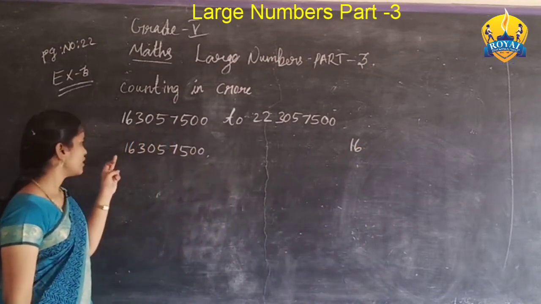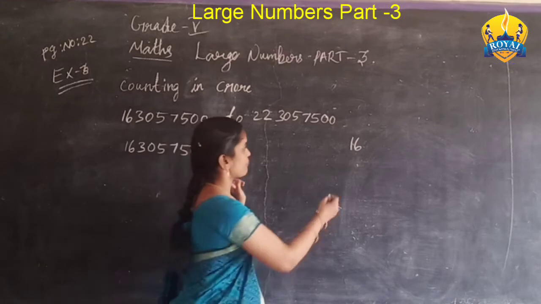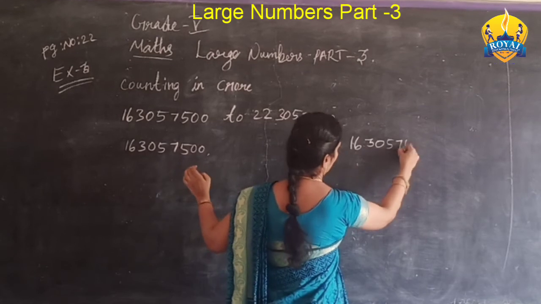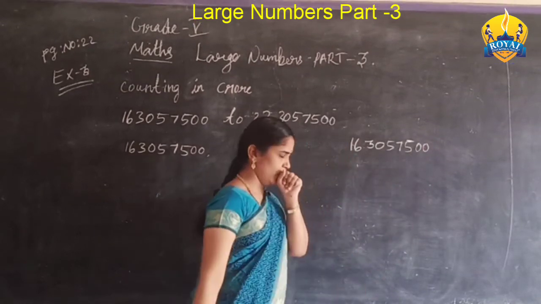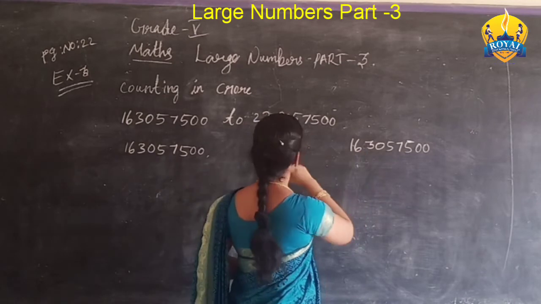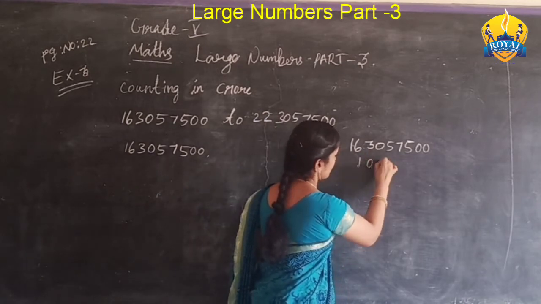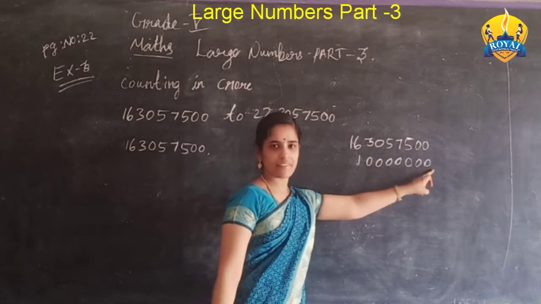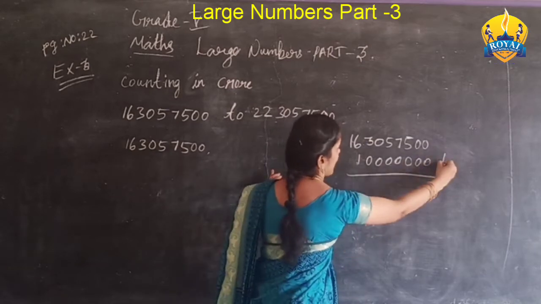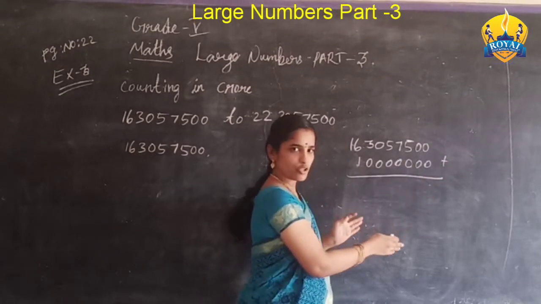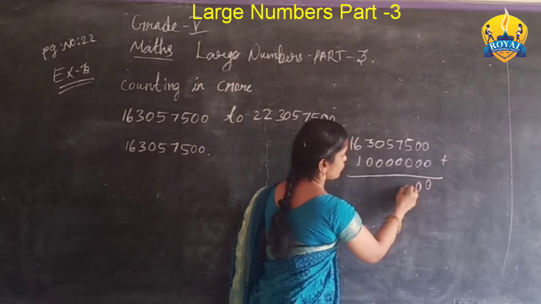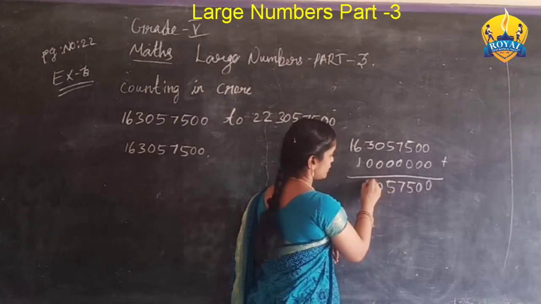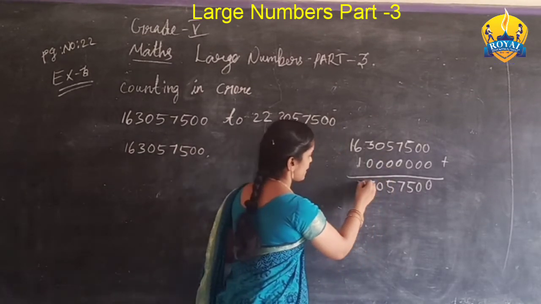Listen, students. Is it clear now? 16 crore 30 lakh 57,500. So we add 1 crore. How many zeros does 1 crore have? 7 zeros, as I told you. And we add these two numbers. 0 plus 0, 0, 0, 5, 7 and 5. And 0 here. 3, 6 plus 1 is 7, and 1.